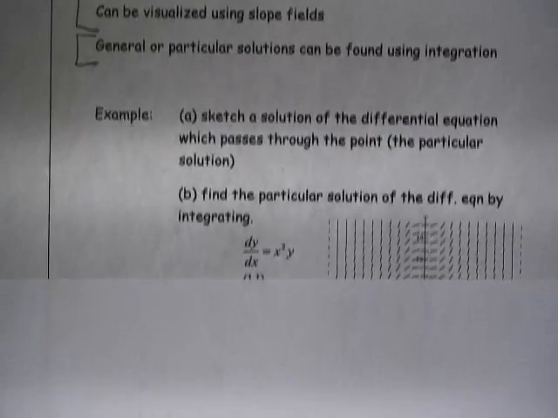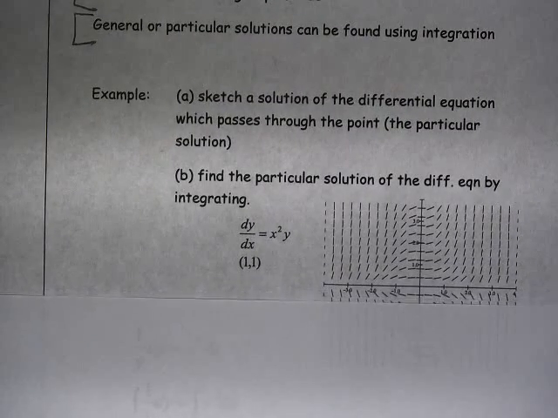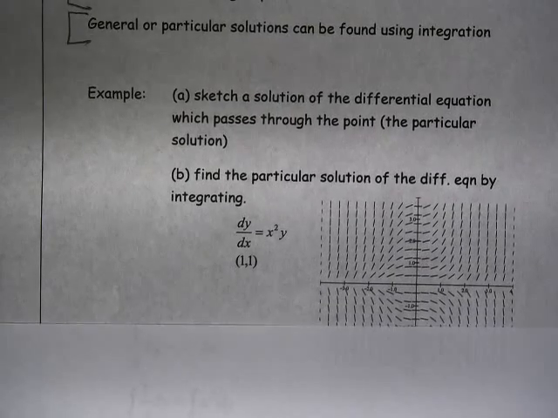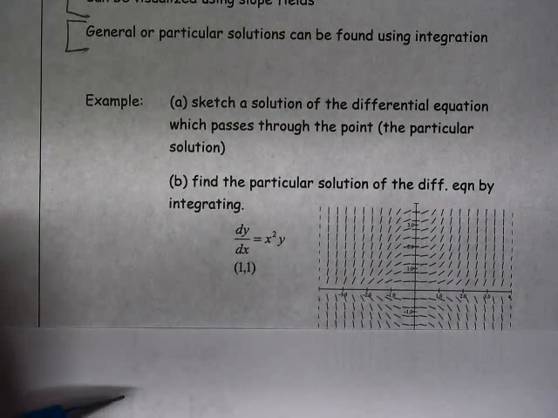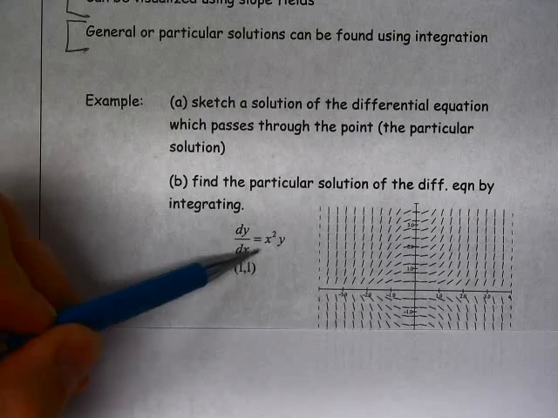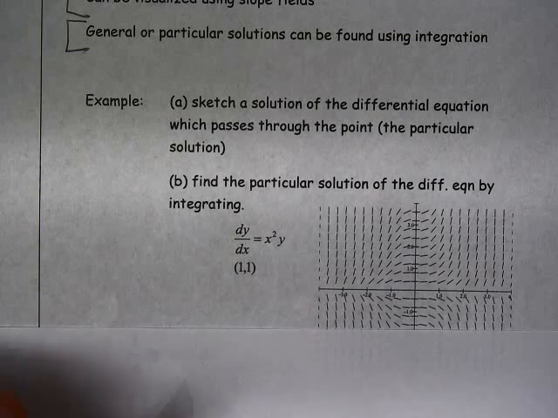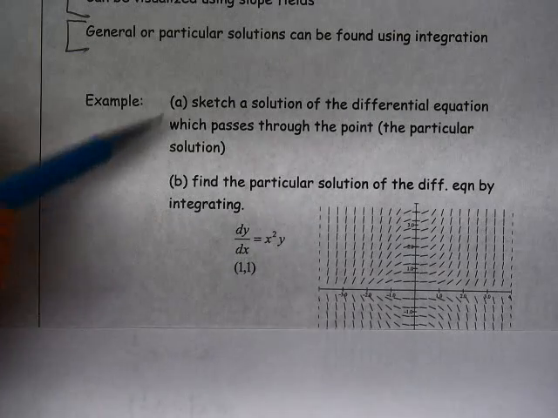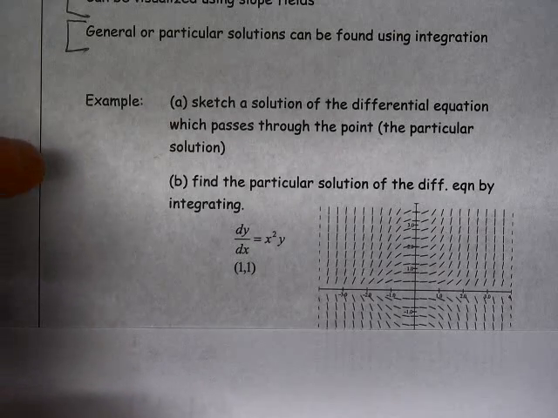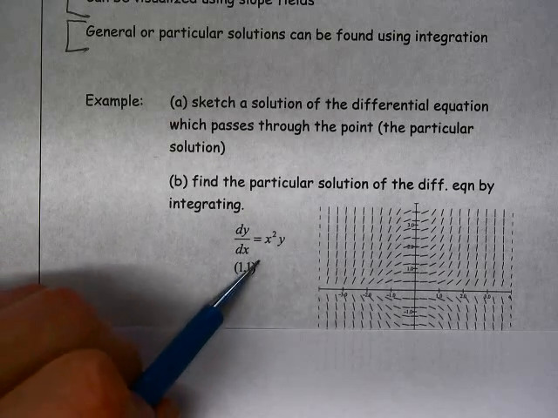All right. So in this first example, we're going to do both. We have this differential equation, dy/dx equals x squared over x squared times y, and we're asked to sketch a solution of the differential equation which passes through this point.